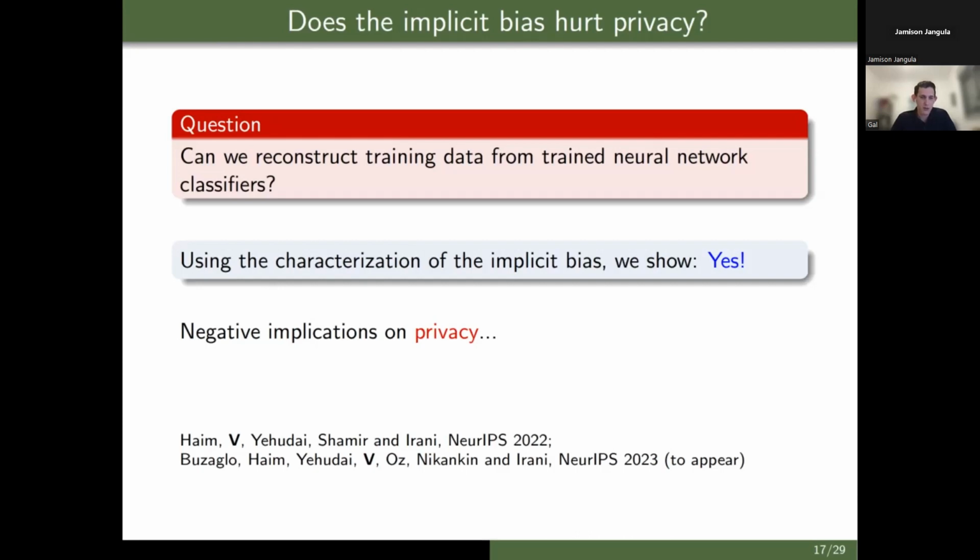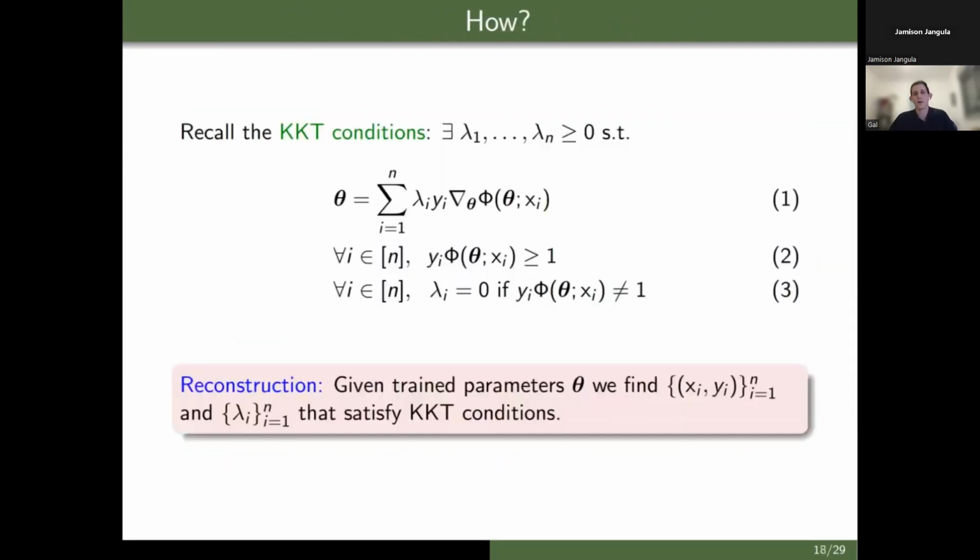And of course, the ability to reconstruct training data from a trained network might have negative implications for privacy, because in some situations, the training data can be very sensitive, and we don't want any user with access to the trained model to be able to reconstruct the sensitive training data given the trained model. Okay, so how can we reconstruct the training data?